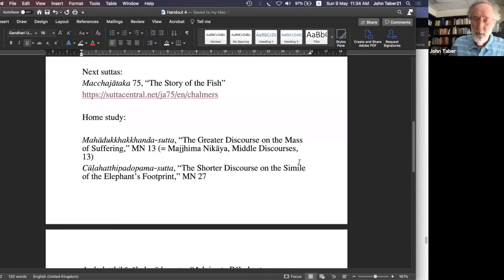And one of them, this is going to be on the handout sheet that will be sent out to you, is the Greater Discourse on the Mass of Dukkha, Mahadukkhakkhandha Sutta. This is in the Middle Discourses, so it's Majjhima Nikaya 13. In this sutta, it's fairly long, the Buddha basically depicts the daily grind. He depicts everyday life and how annoying and discouraging and disappointing and unsatisfactory it is. And he does this at great length.